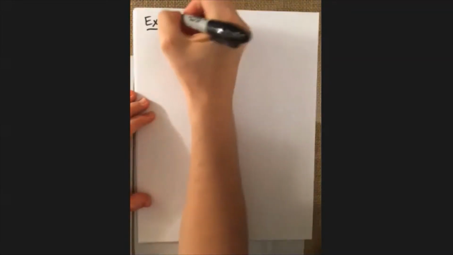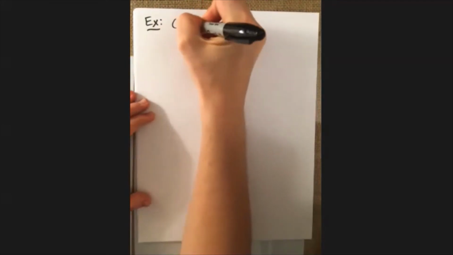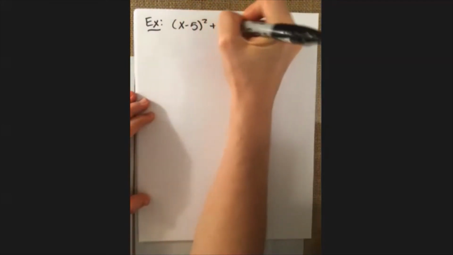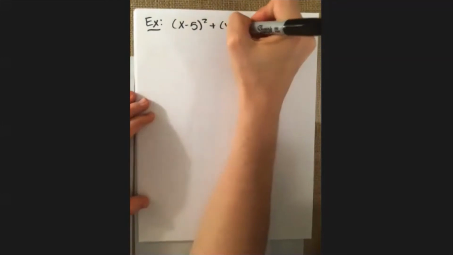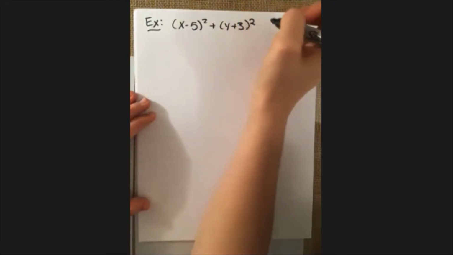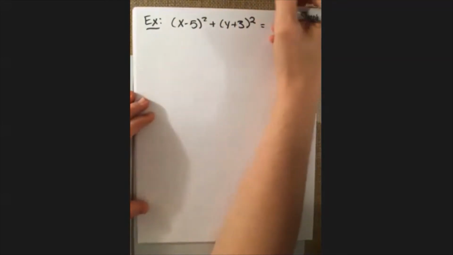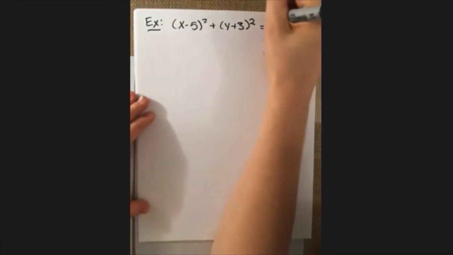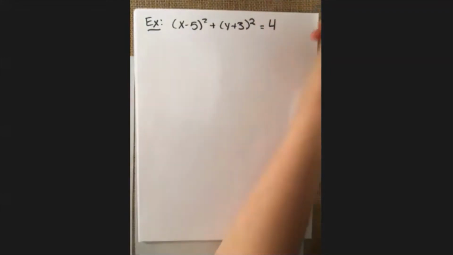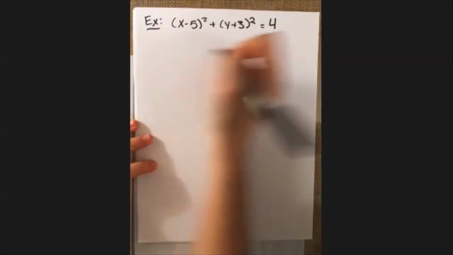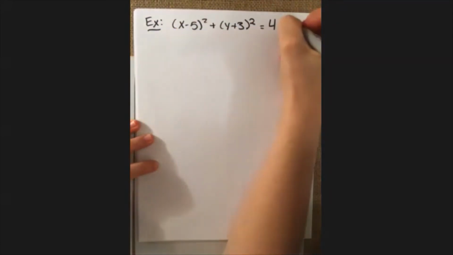So let's jump right in. In this example, we have an equation for a circle, x minus 5 squared plus y plus 3 squared is equal to 4. So in this case, we have a circle of radius 2, and the center is at 5, -3.